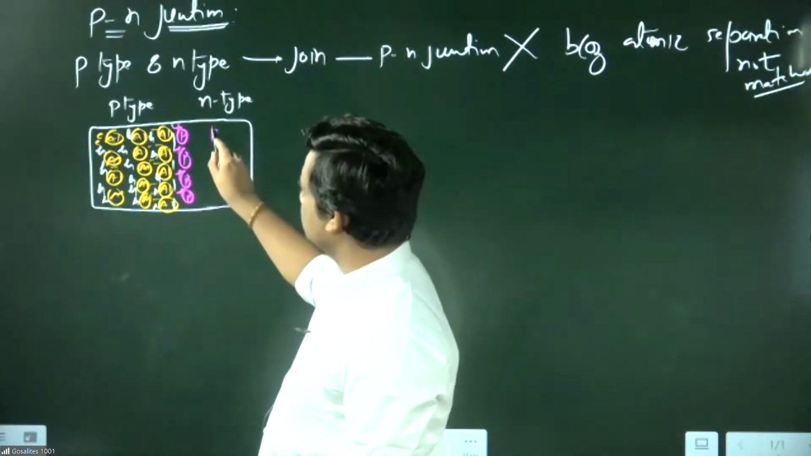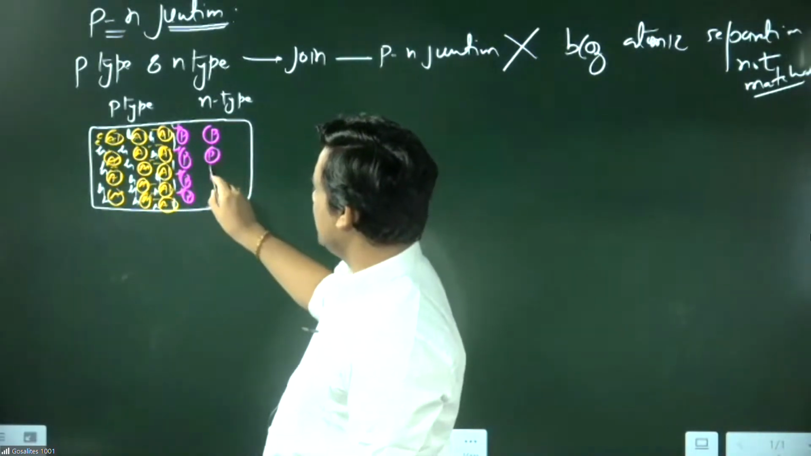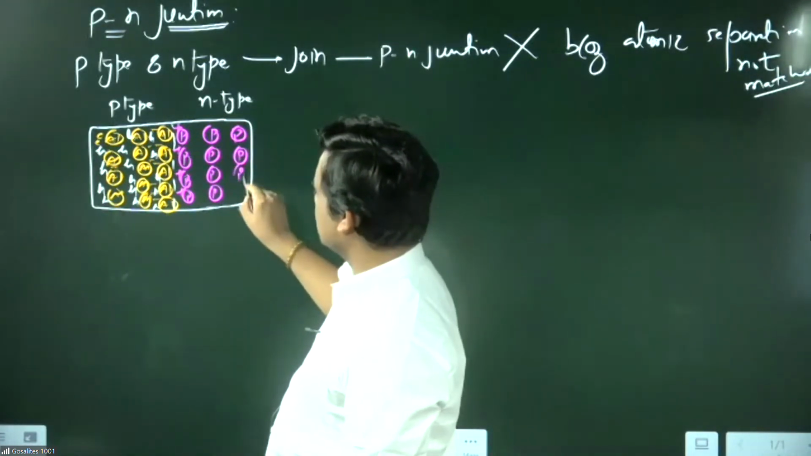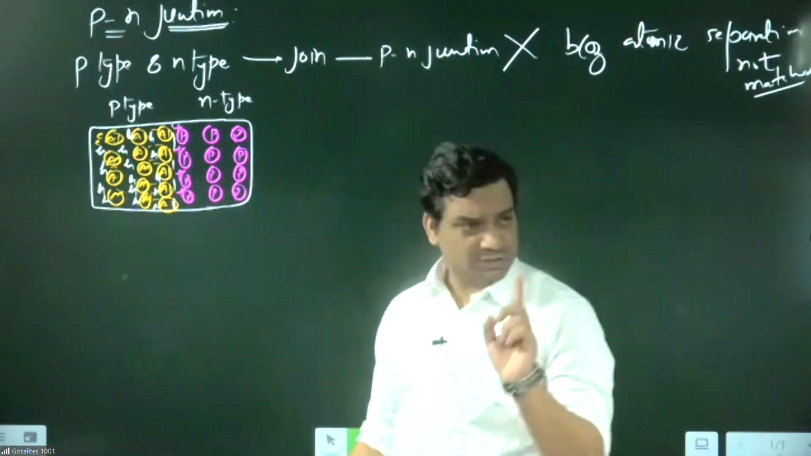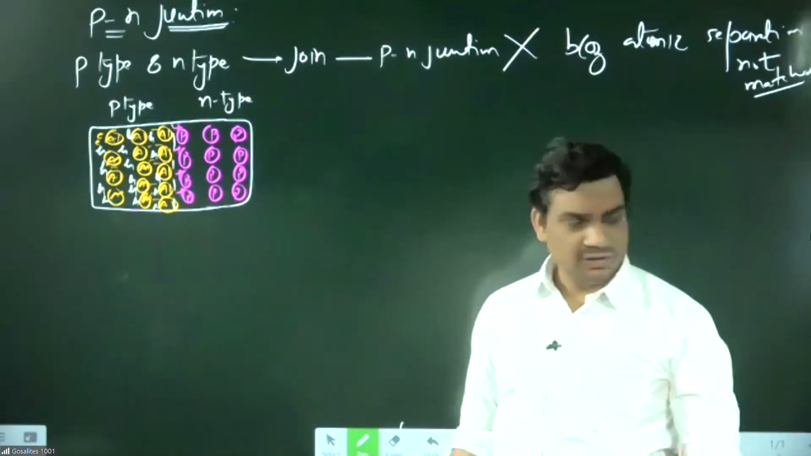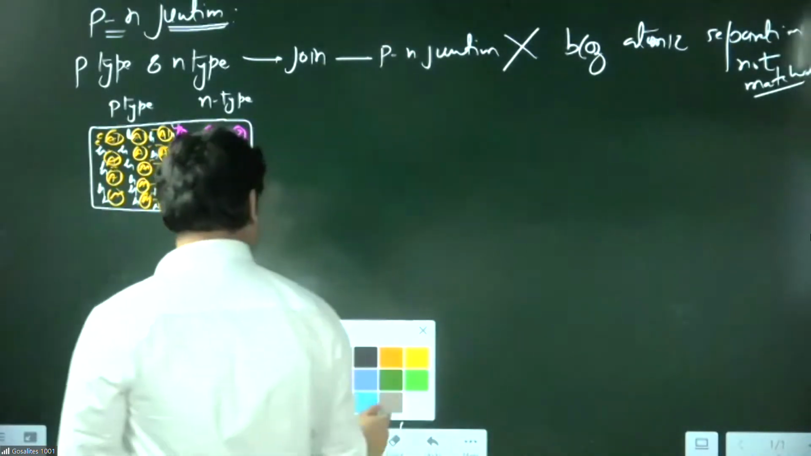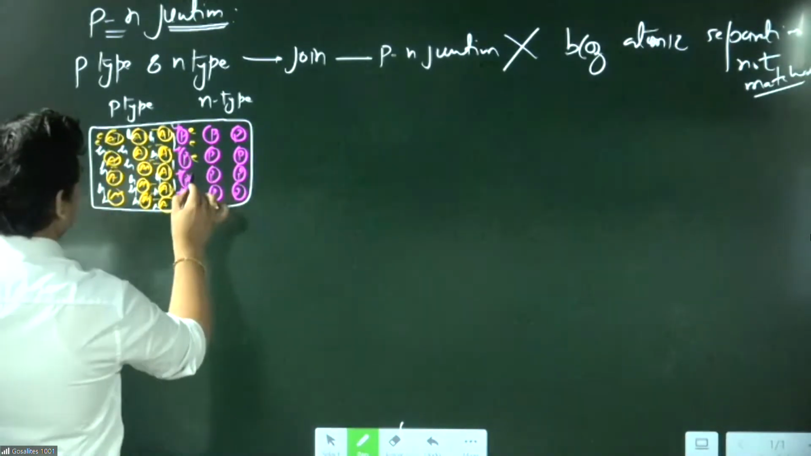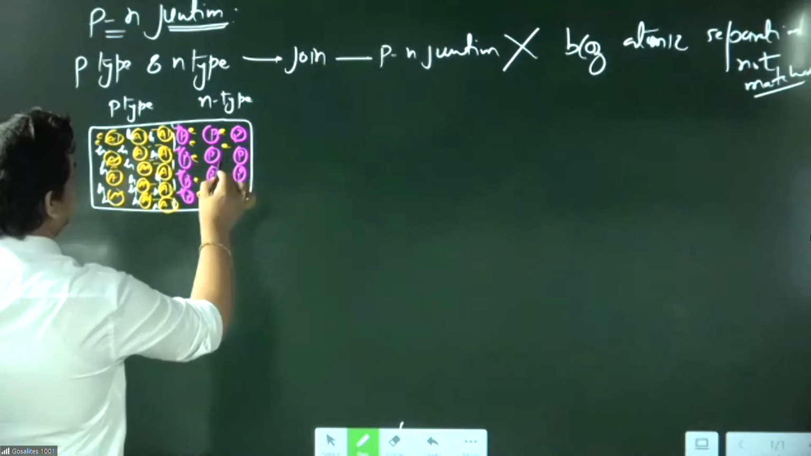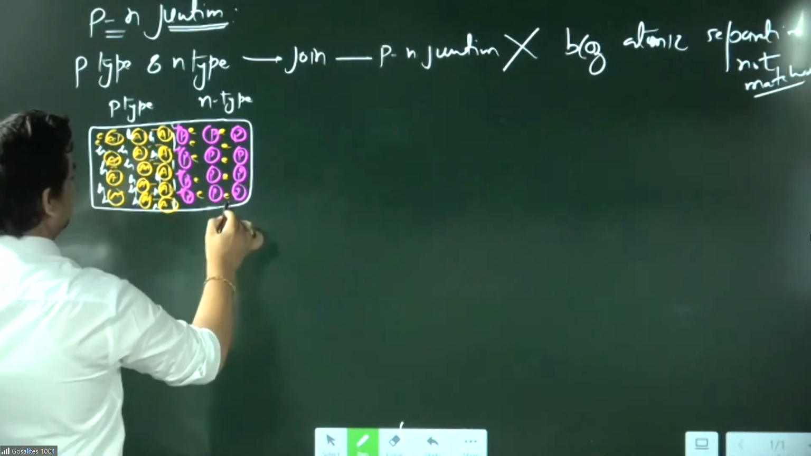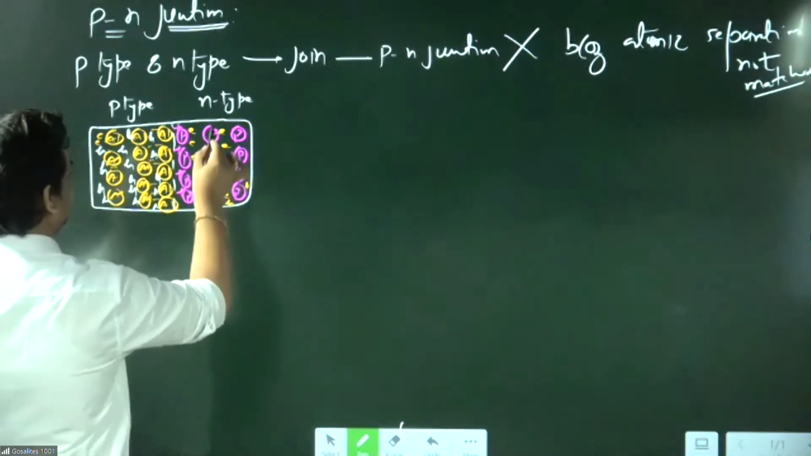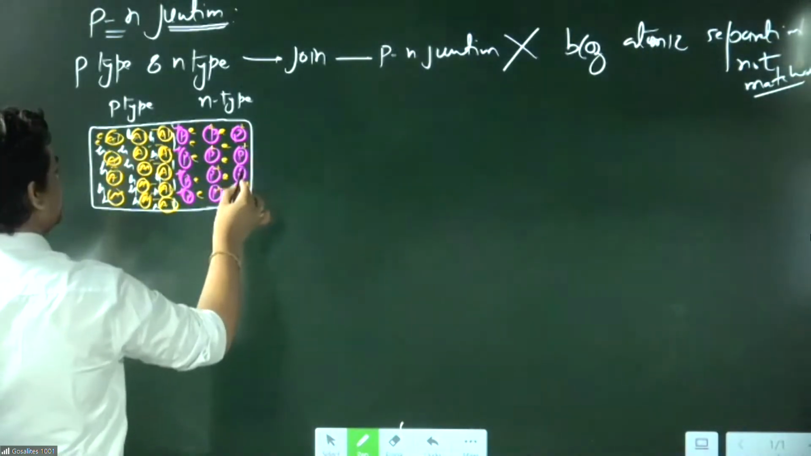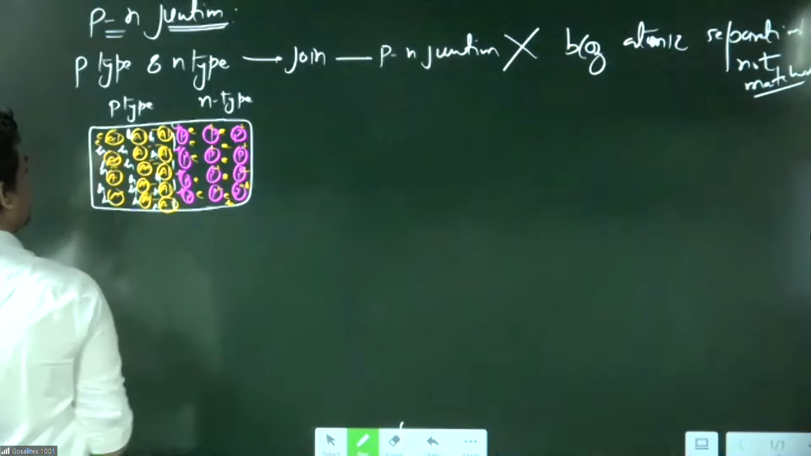With this phosphorus, we are having electrons as the majority, and some holes are also present here. Why are some holes present? Because holes are the minority here. Majority we are having electrons, but some holes are also present. Clear? So here phosphorus is positive and aluminum is negative.